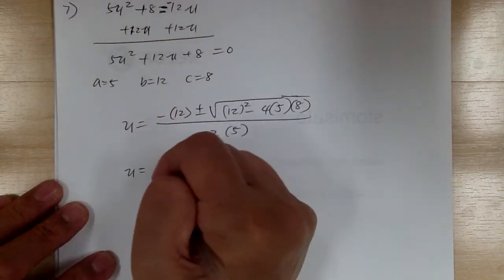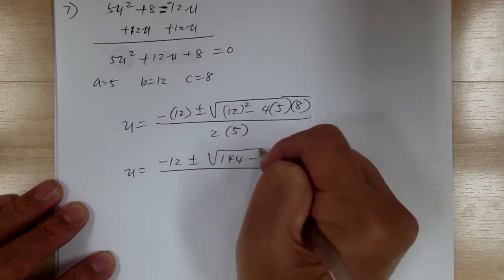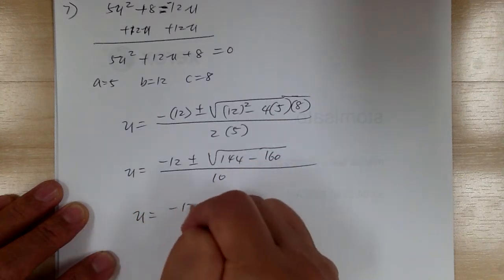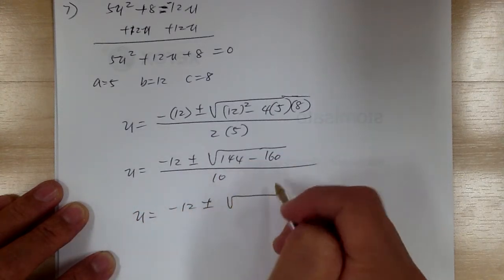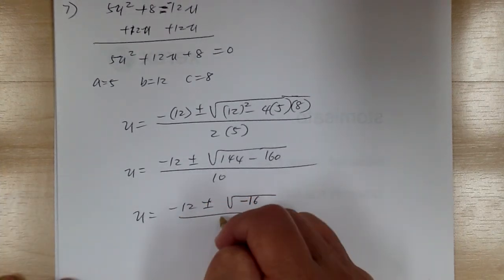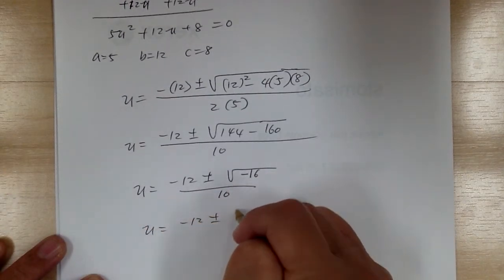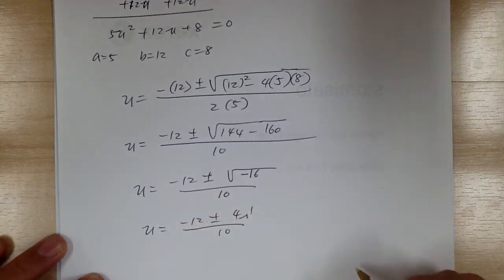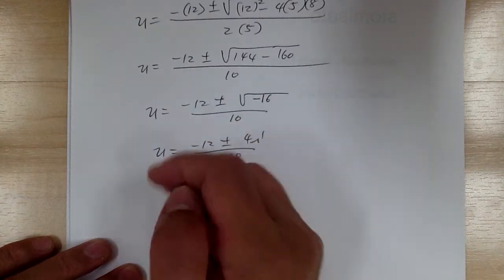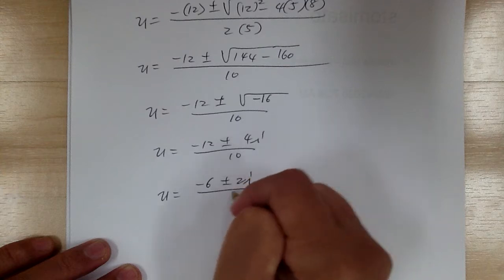Okay, so u equal to negative 12 plus or minus square root of 144 minus 160 over 10. So u equal to negative 12 plus or minus square root of negative 16 over 10. And so u equal to negative 12 plus or minus 4i over 10. And this can reduce by 2. So make sure you reduce every term. So dividing by 2, you got negative 6 plus or minus 2i over 5.